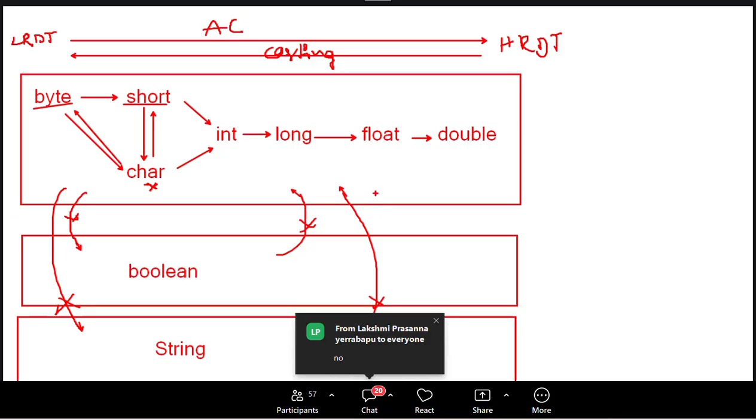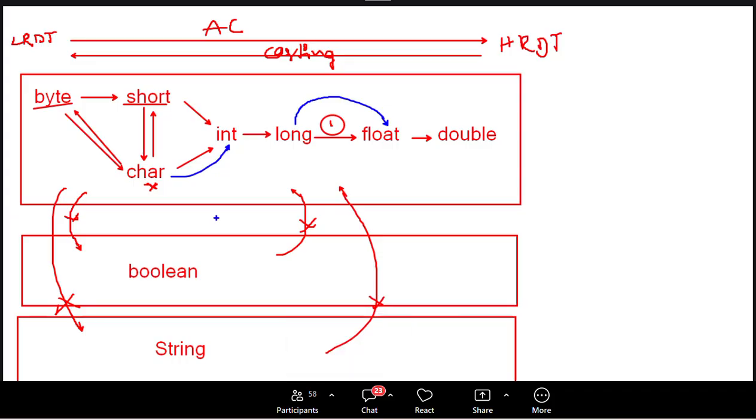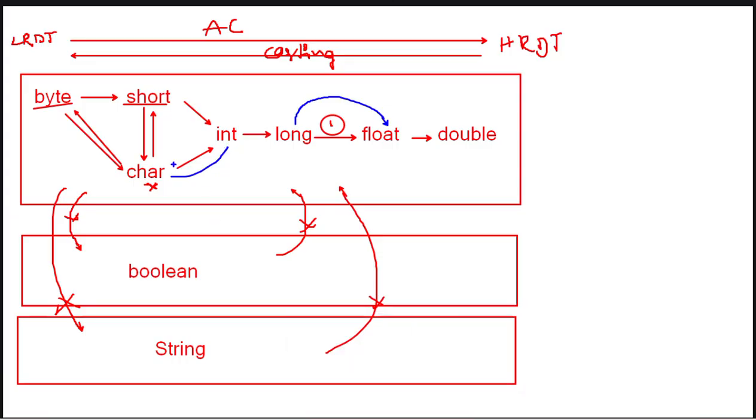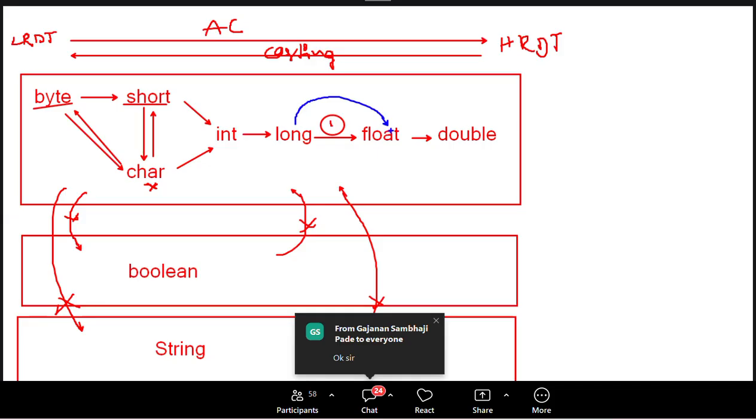Now, I have totally 3 special cases available. First special case is we can store long value to float. That's why int you cannot assign to char. Char only you are assigning to int. Char to int possible. Int to char not possible. Long can be assigned to float, but a float cannot be assigned to long. This is the case number 1.